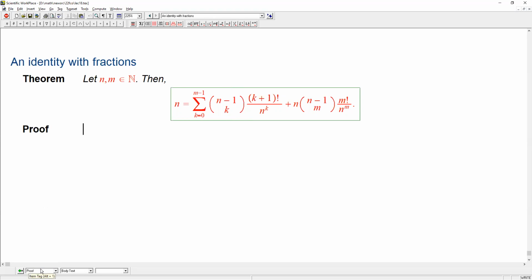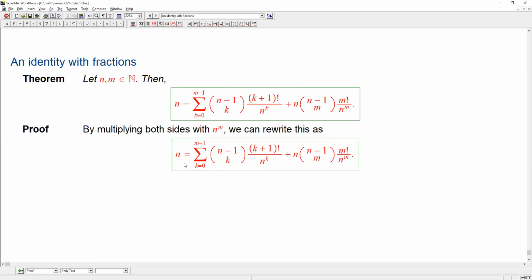I claim that this can be proved combinatorially. Well, first of all, how? Isn't this a fraction? This is not an integer, so it doesn't count anything. Okay, it doesn't, but this is not a big deal. In fact, multiplying both sides with n to the m, we can rewrite this as n to the m plus 1. 1 over n to the k becomes n to the m minus k, and this just becomes nothing.